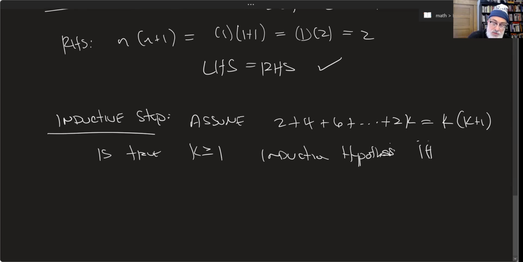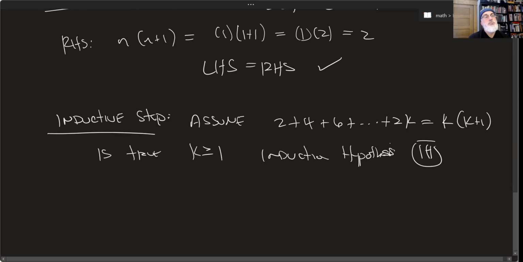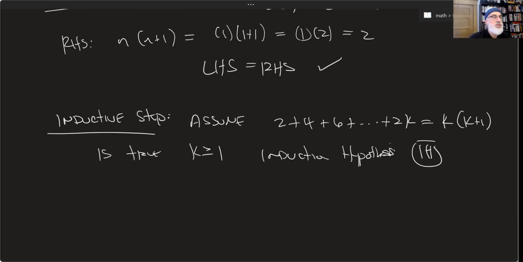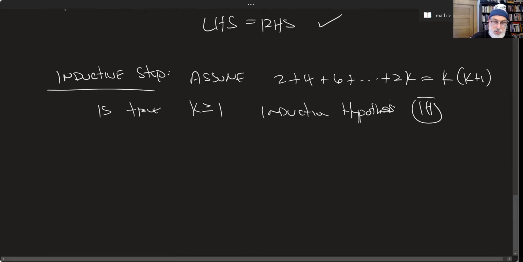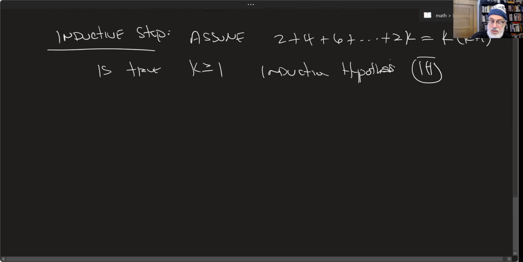And sometimes I write IH, so I remember to use it, because anytime that you're doing a proof by induction, you're going to use the induction hypothesis. If you don't, most likely you've made some assumption that you're not supposed to, or something else went wrong in your algebra. Even if you get to the right spot, look to see, maybe you used the induction hypothesis without knowing it, but you're going to use the induction hypothesis always.